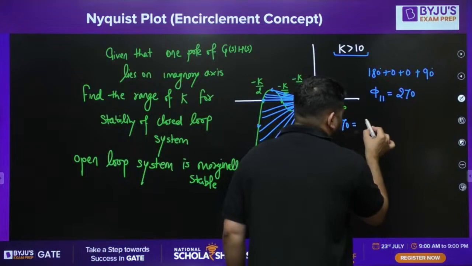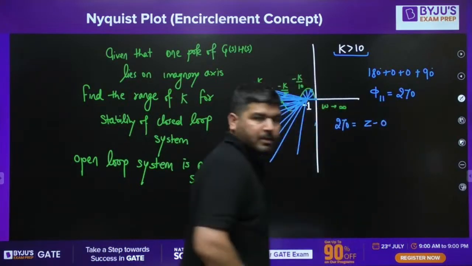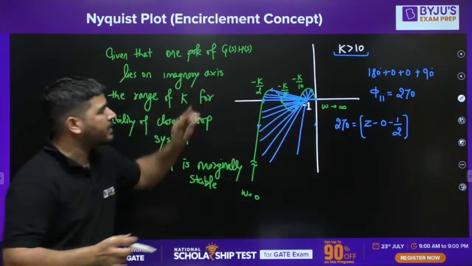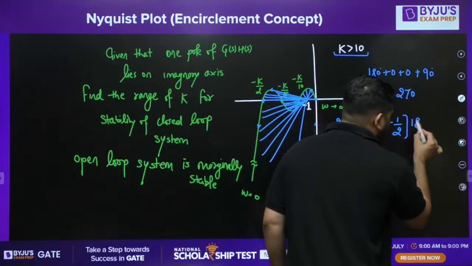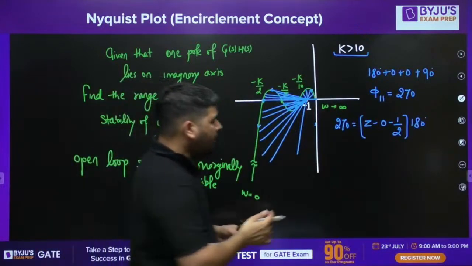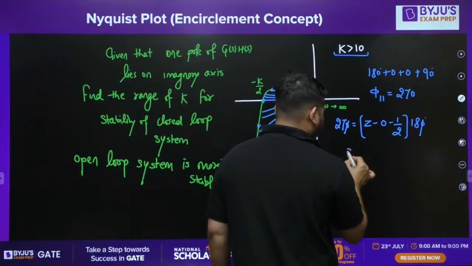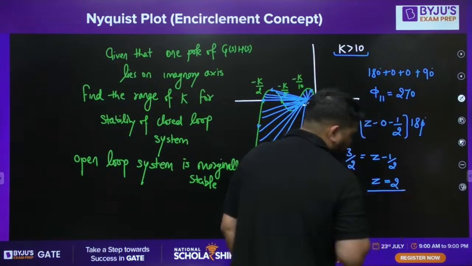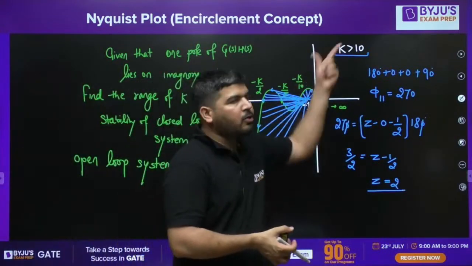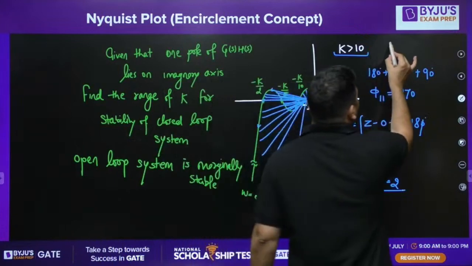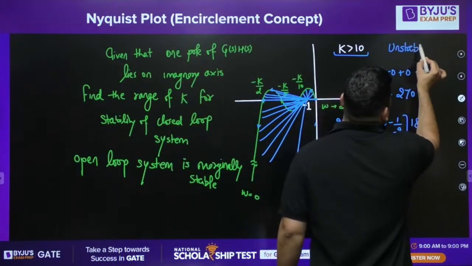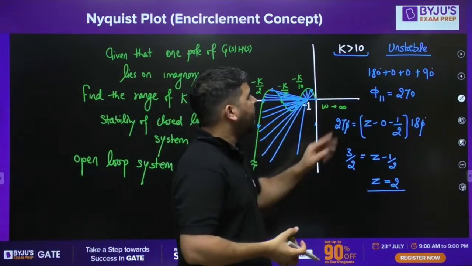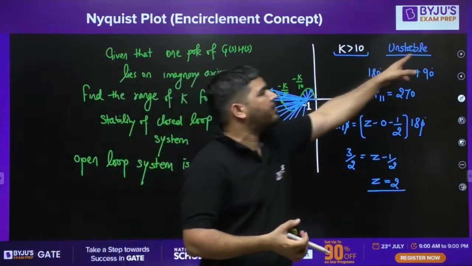So 270 is equal to Z minus P. P is 0, minus PW by 2. PW is 1, one pole on the imaginary axis, which is provided, into 180. Now from here you can see that it will be 3 by 2 is equal to Z minus half. So Z came out to be 2. It means the system is unstable for this value of K. So if -1 lies here, meaning K is greater than 10, the system is unstable.